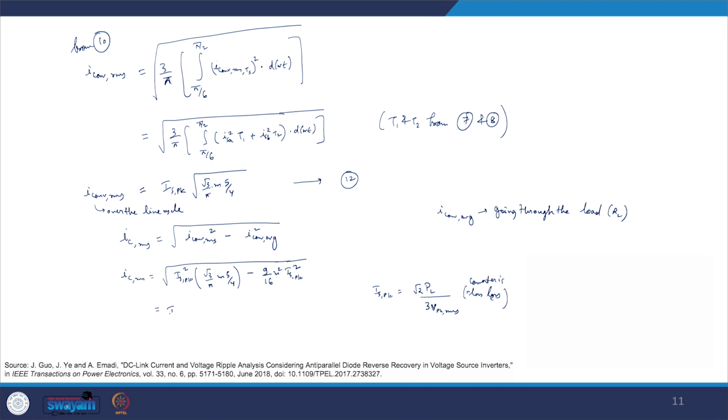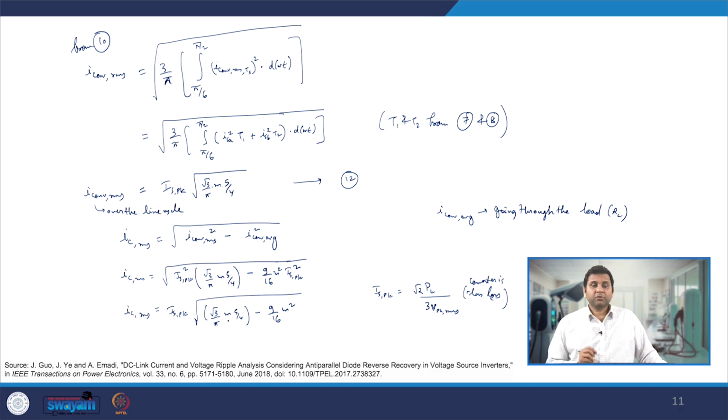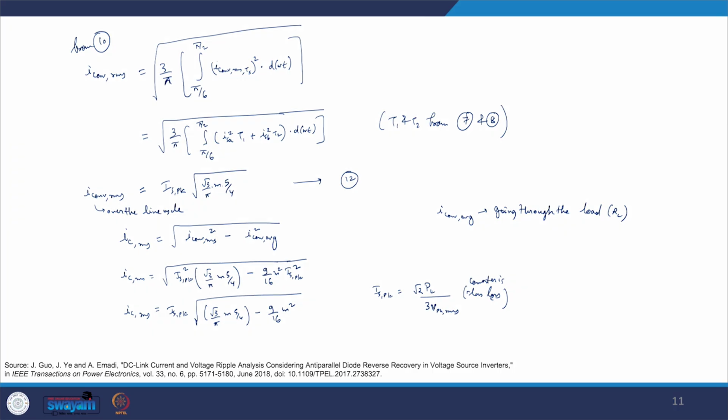So we can further write Is peak under root 3 by pi M 5 by 4 minus 9 by 16 M square. Now if you look very carefully, this capacitor RMS current depends on the modulation index M. So depending upon the modulation index selected, this capacitor current will be changing. So with this we have understood how we can calculate the RMS current through the capacitor.